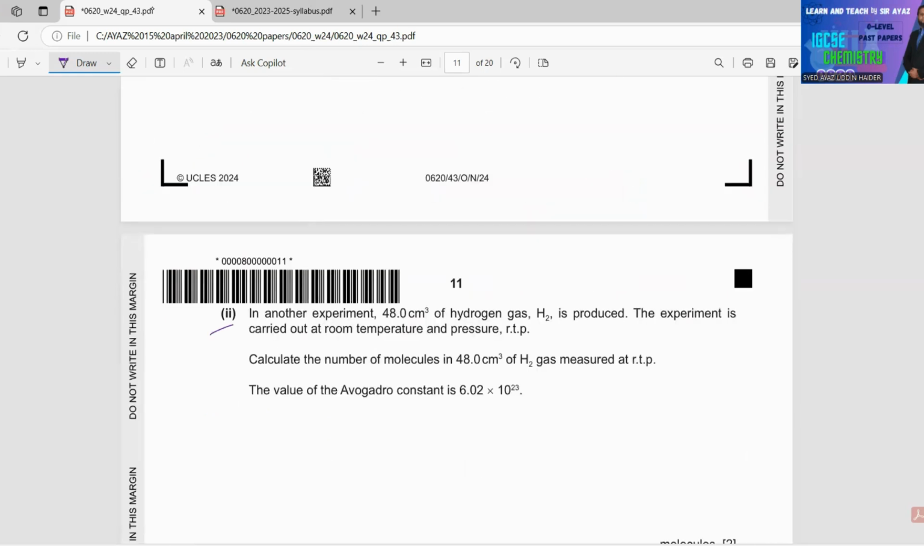Moving to the next part, which is part 2. In another experiment, 48 cm³ of hydrogen gas H2 is produced. The experiment is carried out at room temperature and pressure, RTP. Calculate the number of molecules in 48 cm³ of H2 gas measured at RTP. The value of the Avogadro constant is 6.02 × 10^23.